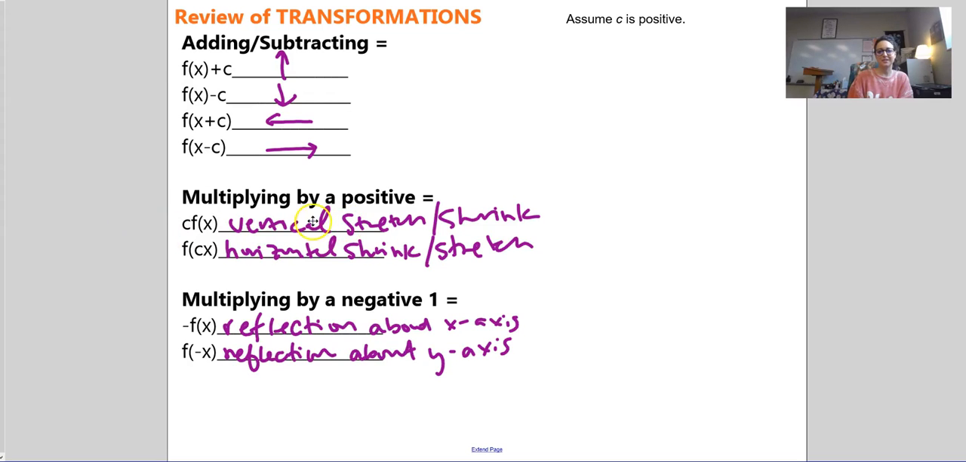I just want to make a note here that I put vertical stretch or shrink for c on the outside, but horizontal shrink or stretch for c on the inside. Remember that it's a vertical stretch if c is greater than 1, shrink if c is between 0 and 1, vice versa for horizontal, right? Because for horizontal, you have to think, what do I have to do to get x by itself? Because everything is already solved for y. So that's why inside is always opposite.